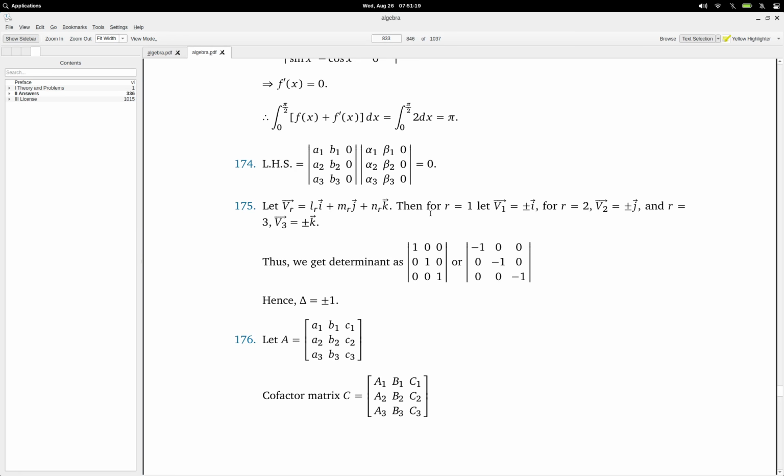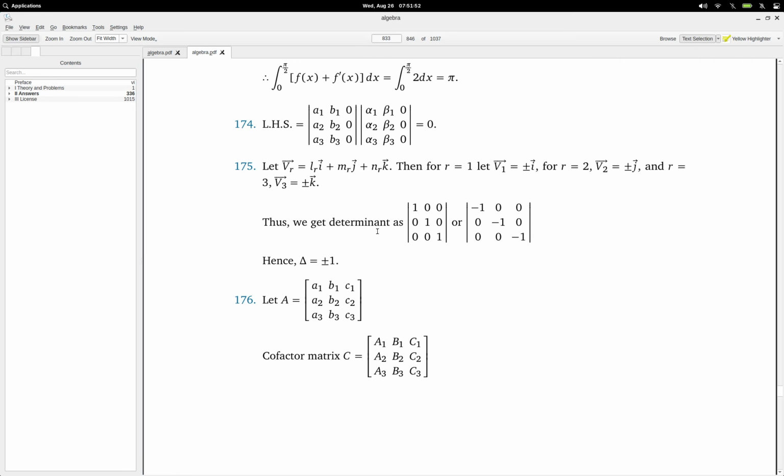So we let this vector r be equal to l i plus m j plus n k. For r is equal to 1, V1 is equal to plus minus i. For r is equal to 2, V2 is equal to plus minus j, and for r is equal to 3, V3 is equal to plus minus k. So we get a determinant with 1s, or minus 1s, in the diagonal and all other entries being 0. So the delta is plus minus 1. Need to know vectors to solve this.